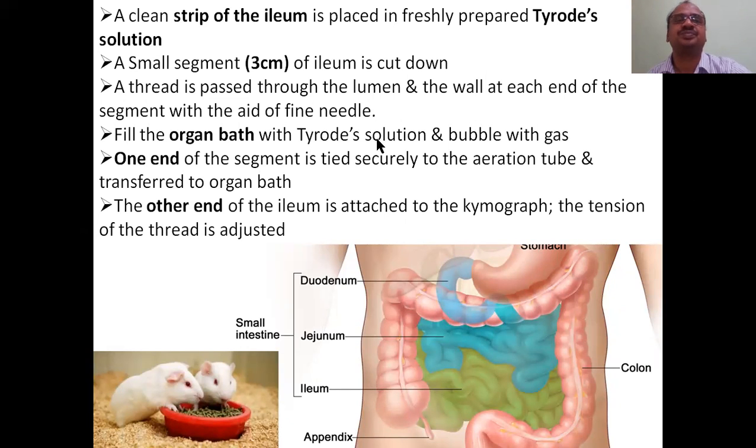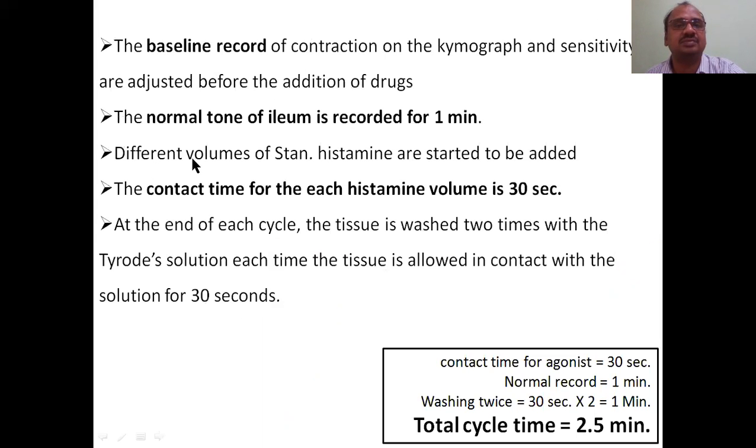What we have to do: a clean strip of ileum you have to take from the pig, and you have to freshly prepare Tyrode solution. You have to take a small segment, 3 centimeters, and fill the Tyrode solution in an organ bath. One end of the segment you have to cut. Another end of the ileum is attached to the chymograph with a tension. You have to take a small help of the needle here. See, a fine needle you have to use. You have to tie it. Okay, you have to do that.